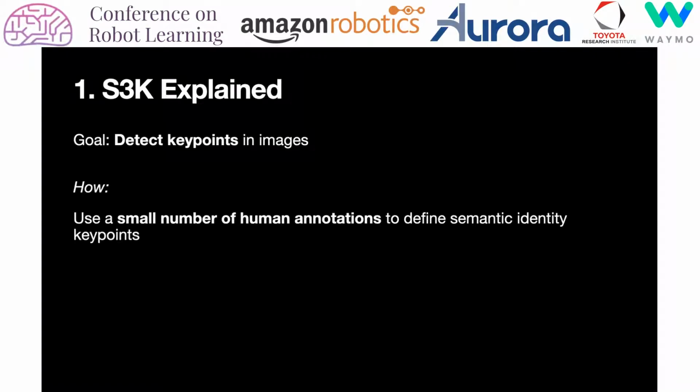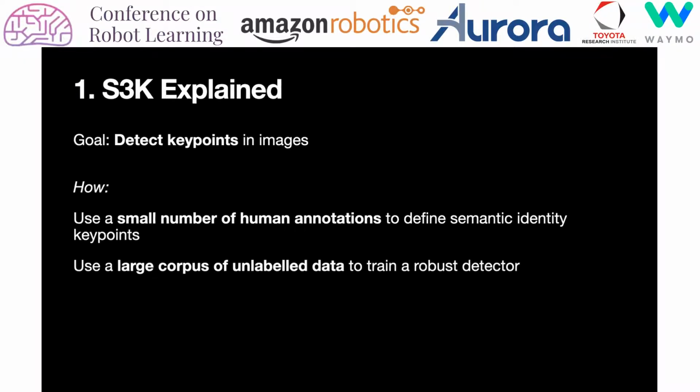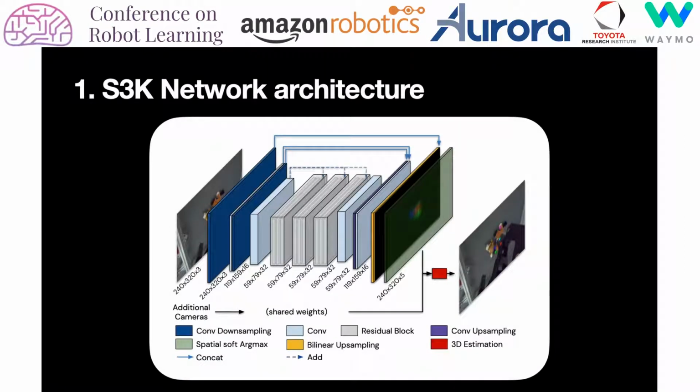We do it by using a small number of human annotations which semantically define the keypoints. The novel part is using a large corpus of unlabeled data to gain robustness. This can be seen as reducing the hypothesis space of potential detections to geometrically meaningful interpretations of the few labeled samples. The network architecture is inspired by the UNet.